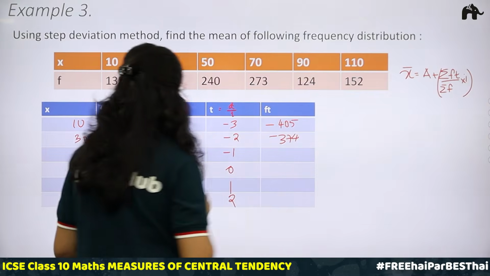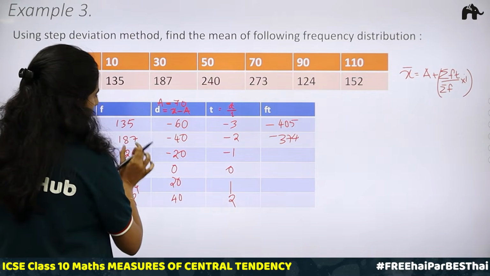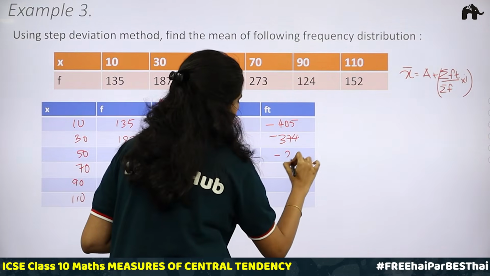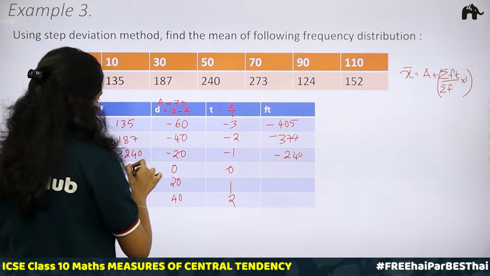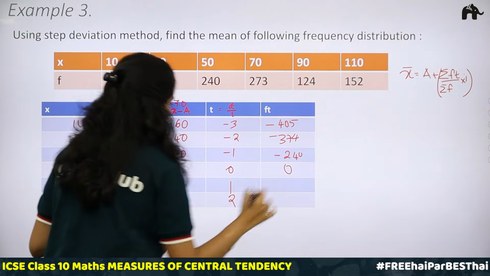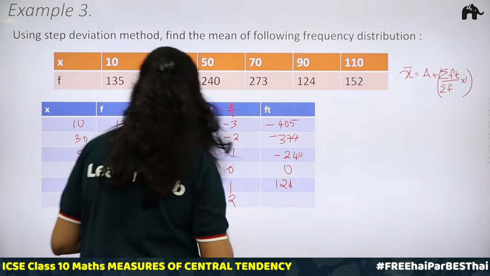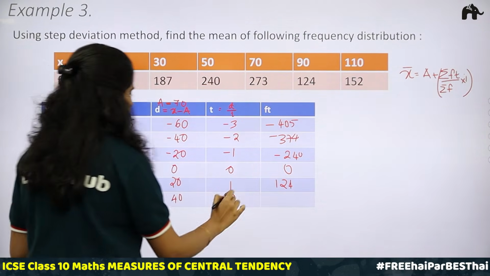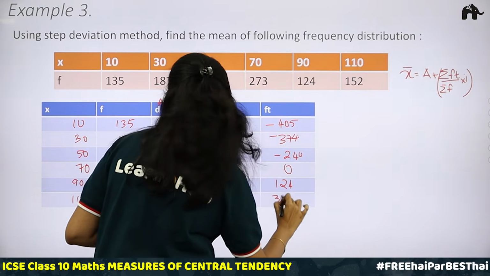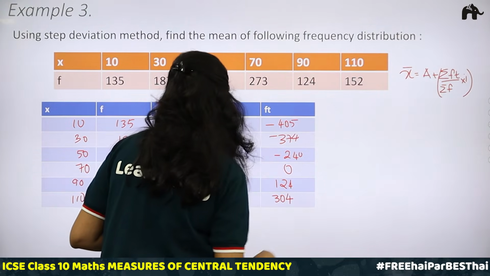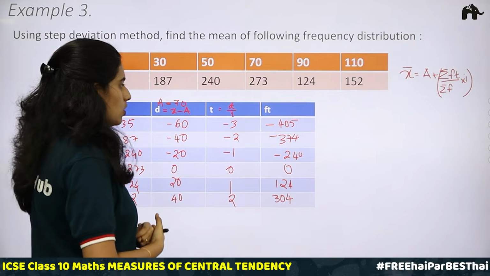Minus 374. Next, 240 into minus 1, minus 240. 273 into 0 is 0. 124 into 1, 124. 152 into 2, that is 304. Okay. On adding this, what do we get?